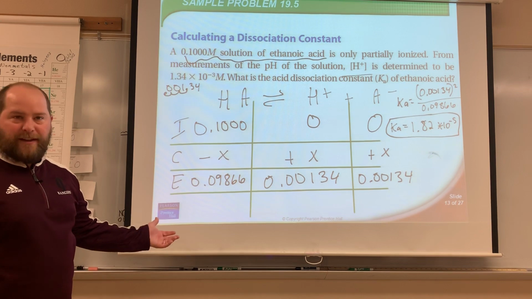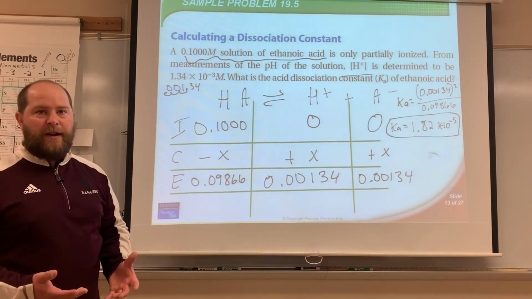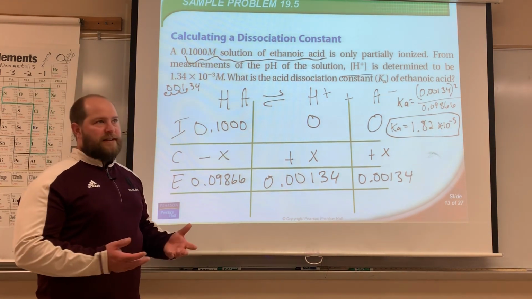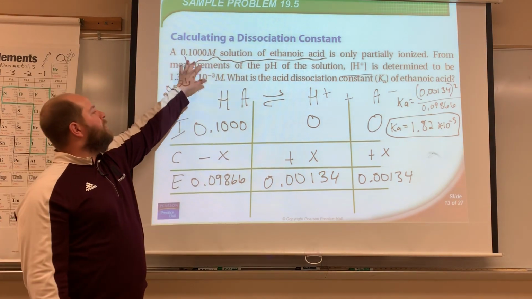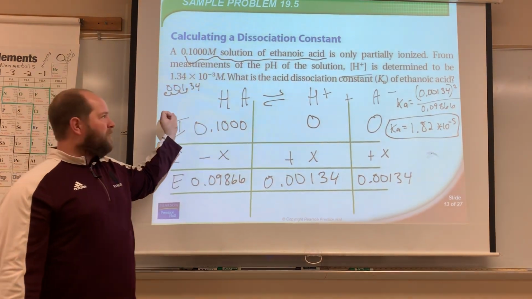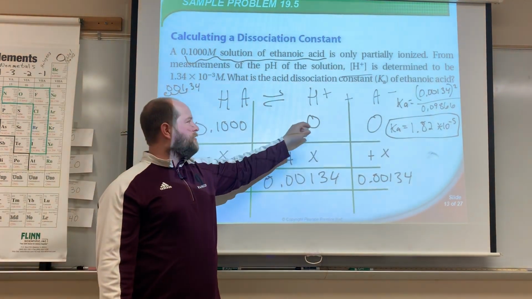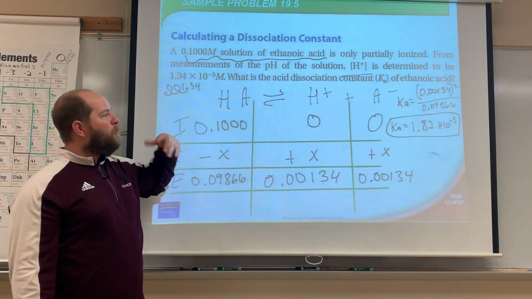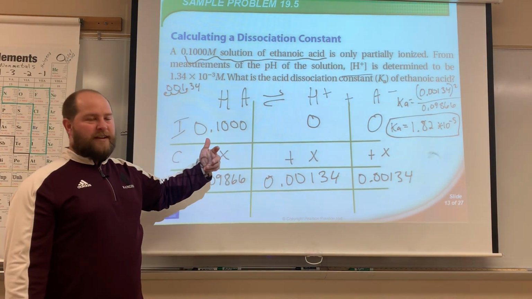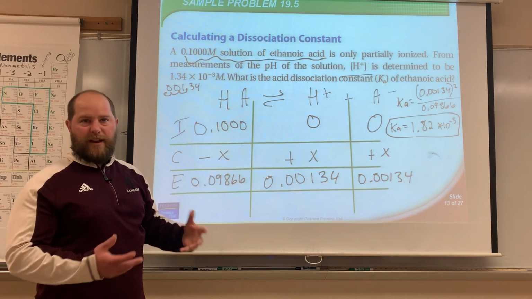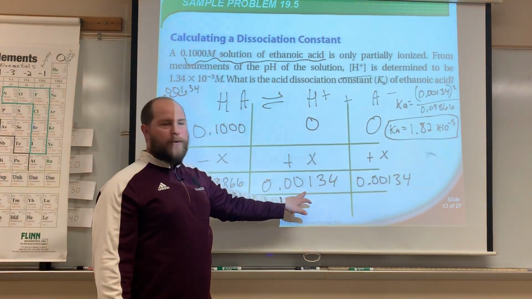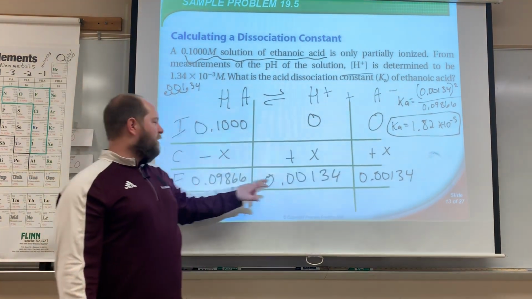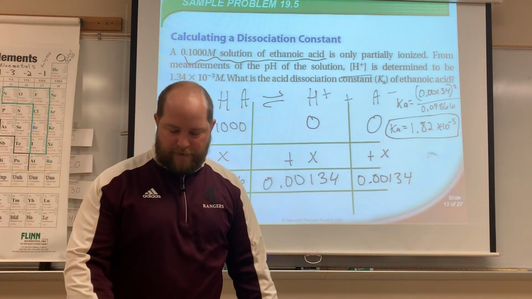Yes, we had to use an ice table, but it's really not too bad. The biggest thing you have to remember is, this is the initial, it hasn't been allowed to dissociate yet, so 0 and 0. When you measure the pH, that is telling you this is what has happened when it's dissociated, so that number goes there, and then you just figure out the rest.